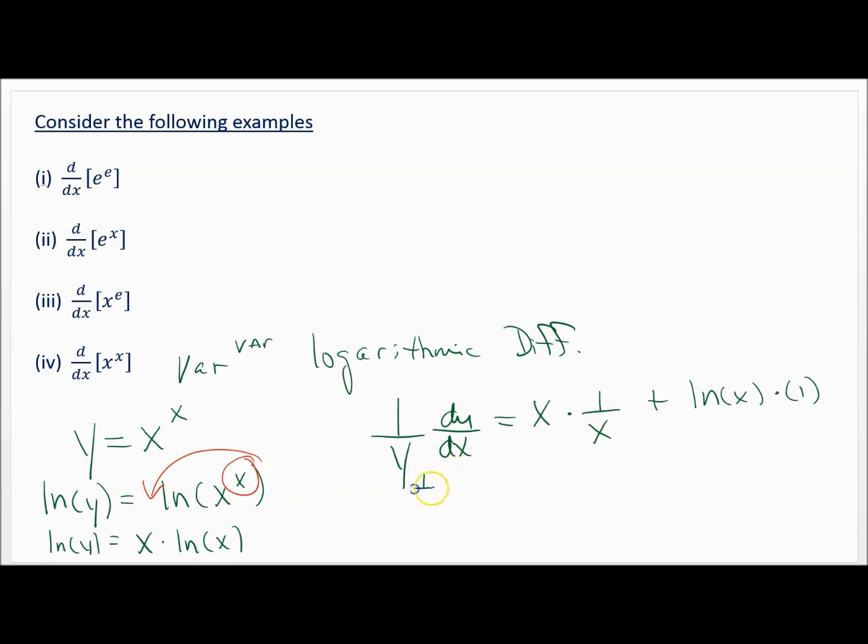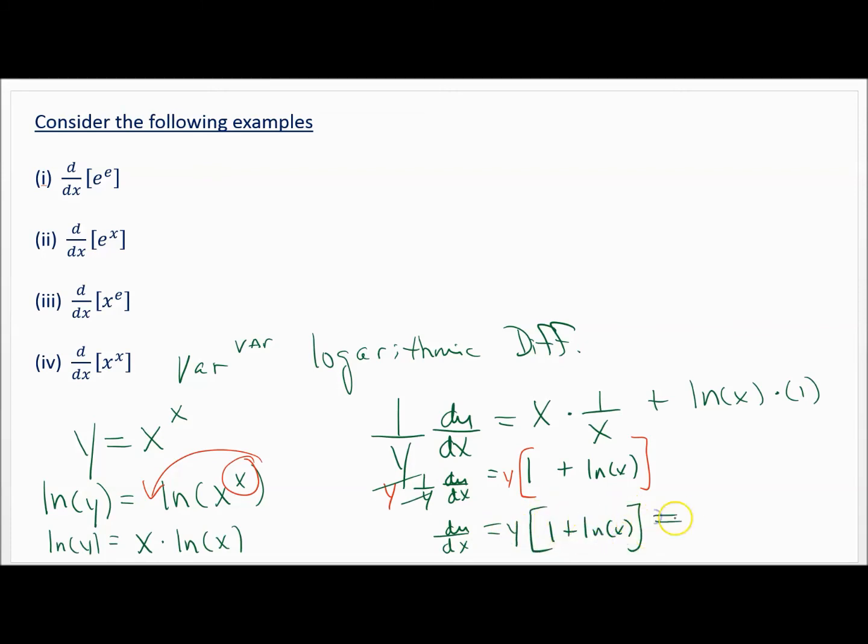Now I want to write this simplified. So I have 1 over y on the left, dy over dx, equals x over x, y'all, is just 1, plus the natural log of x. My next step is I'm supposed to multiply both sides by y because I have to get the dy over dx on one side by itself. So on the left, that does leave me with dy over dx because the y's cancel. On the right, that gives me y times 1 plus the natural log of x.